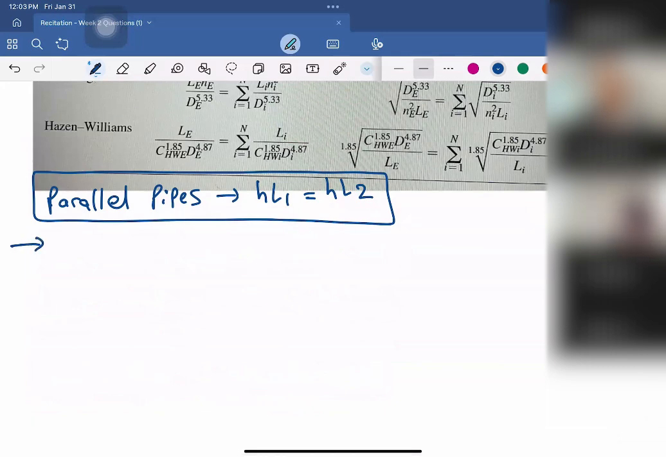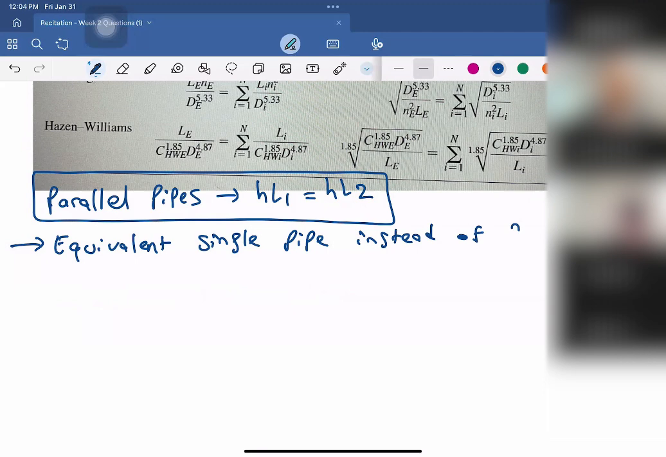So in this question, instead of using two parallel pipes, we can consider creating a single pipe which is equivalent to these two pipes. So let's write it here: equivalent single pipe instead of two pipes.